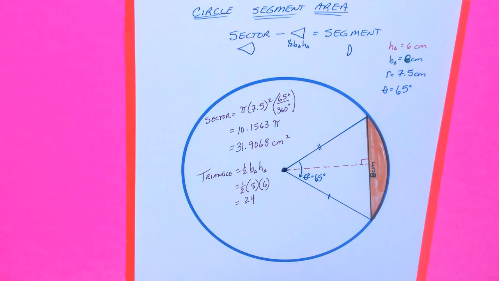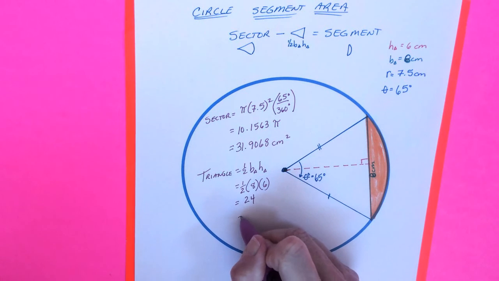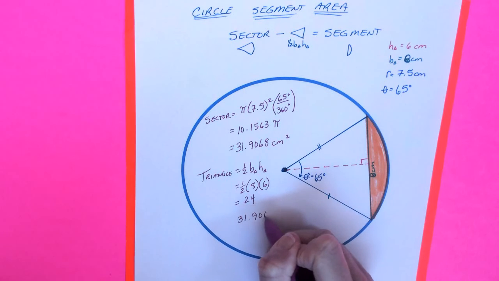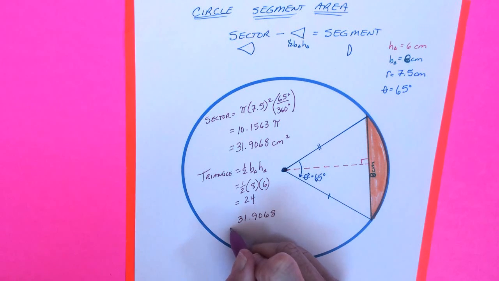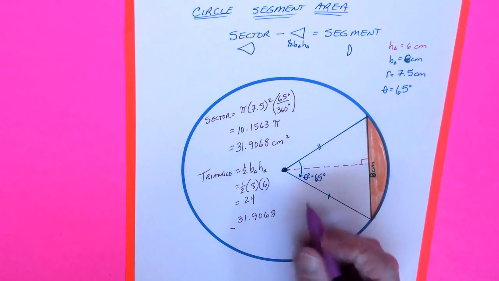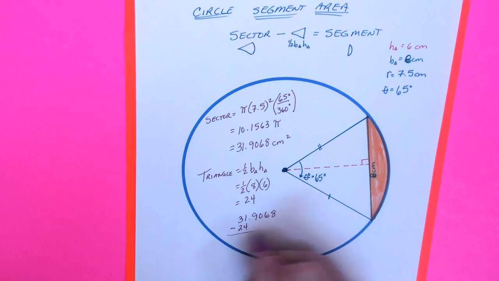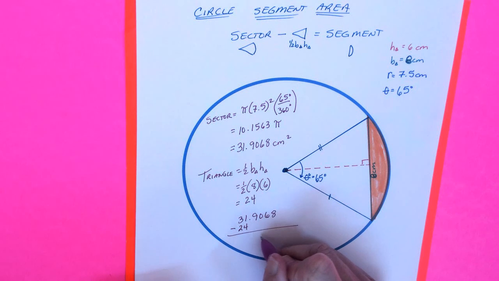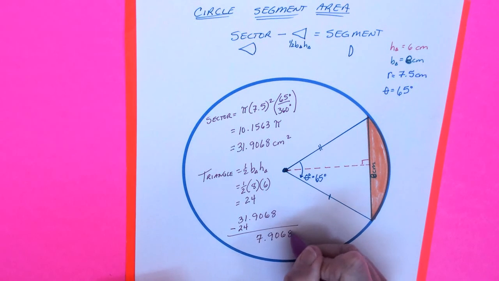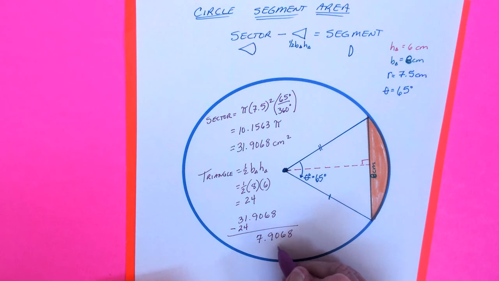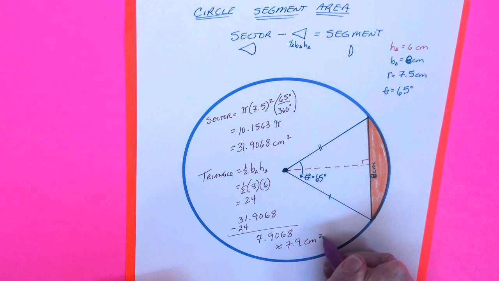So to finish this up and find the circle segment area, we're going to take our 31.9068. You never round until the last step. So I'm leaving all those values there, and there's probably more even in my calculator. Subtract the 24 for the triangle, and that means your circle segment area is 7.9068. So let's just round that and say it's about 7.9 centimeters squared.